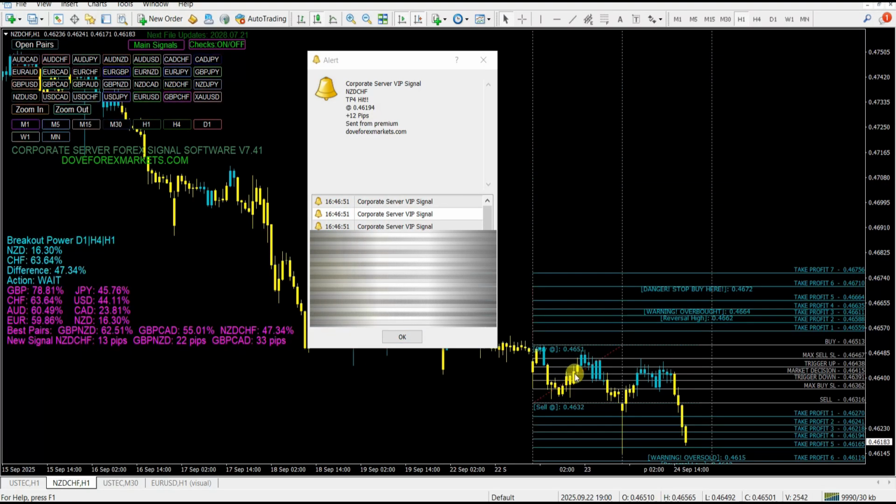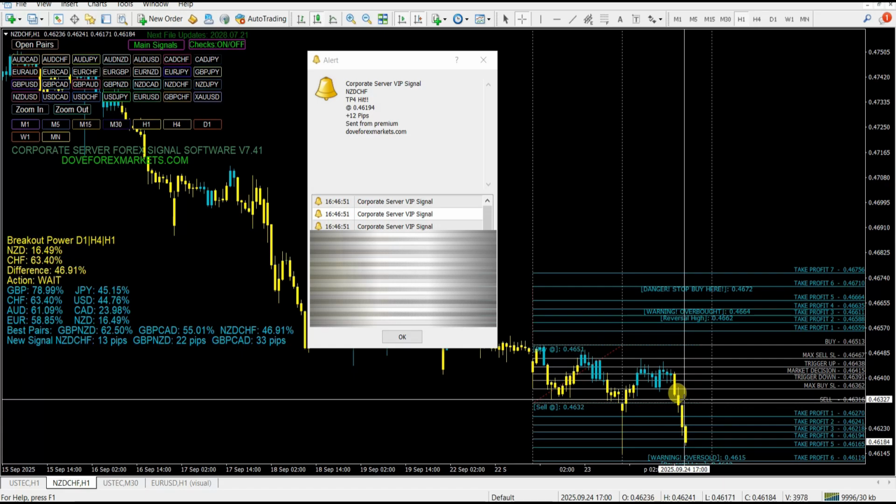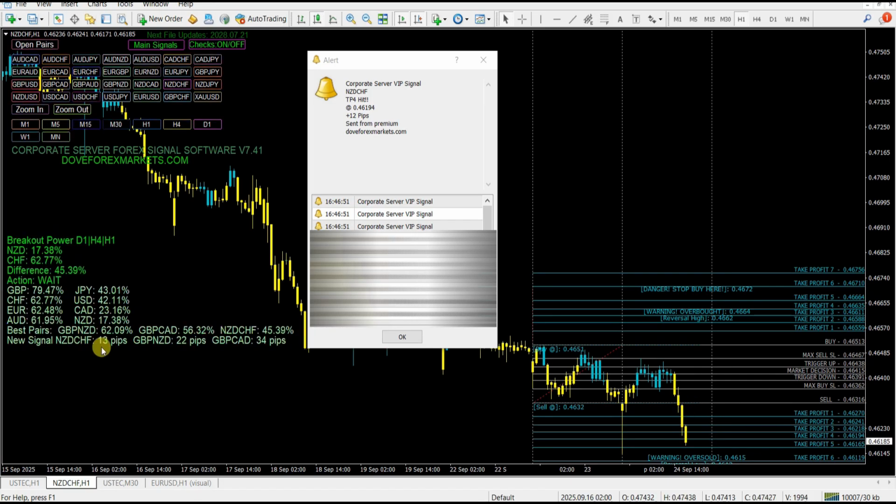New Zealand Swiss, look at that, it's already gone. That's gone 13 pips from that point to that point there. Let's see if we are really getting it right. So if you see that, that is 13 pips exactly, 13.8. So that's 13 pips already in profit. That is what is telling us there. New Zealand Swiss is already gone, and this is among the best pairs right now, scoring 45%.